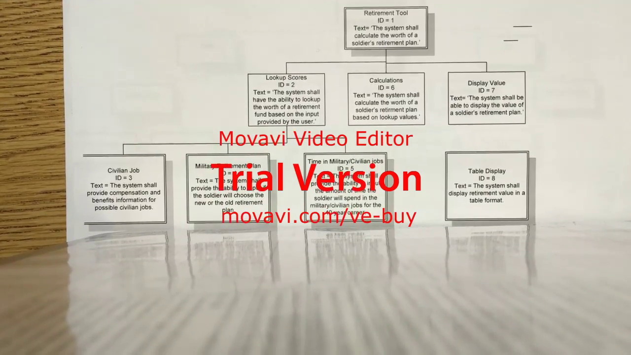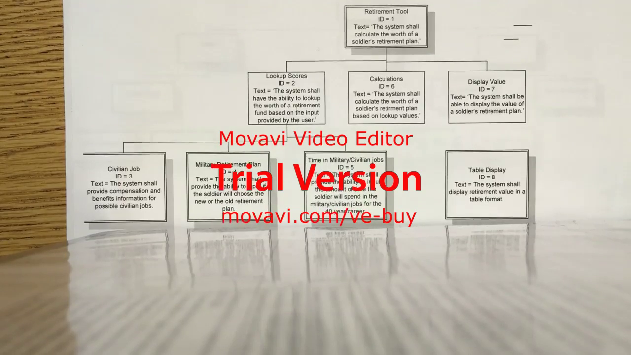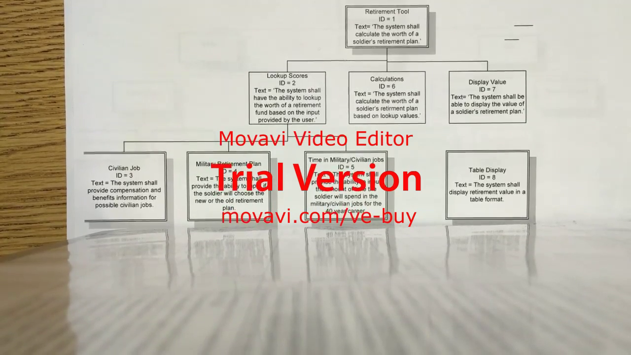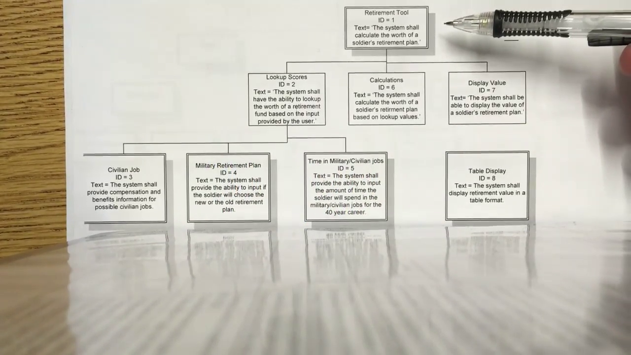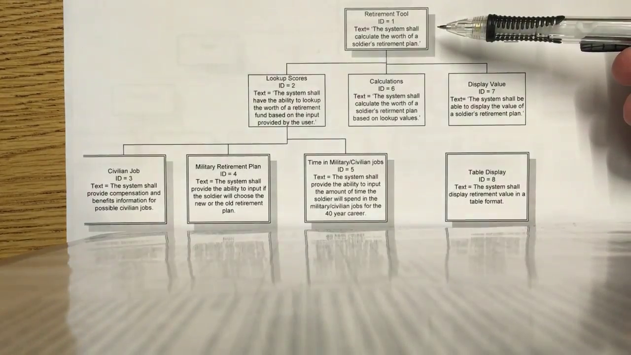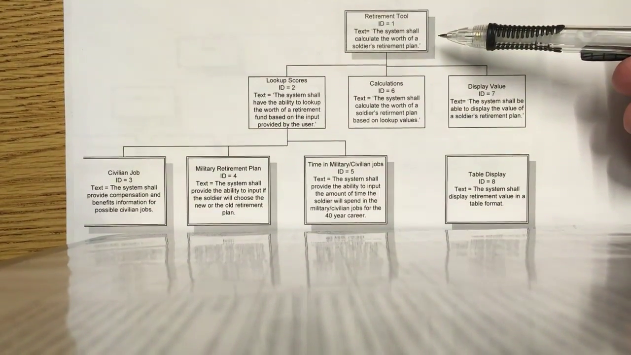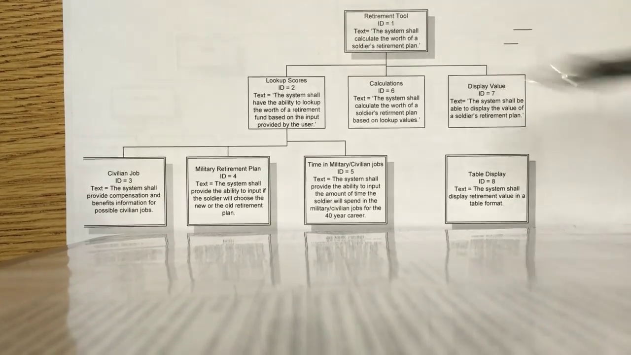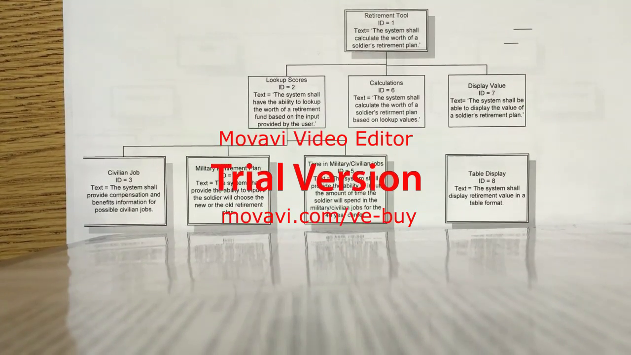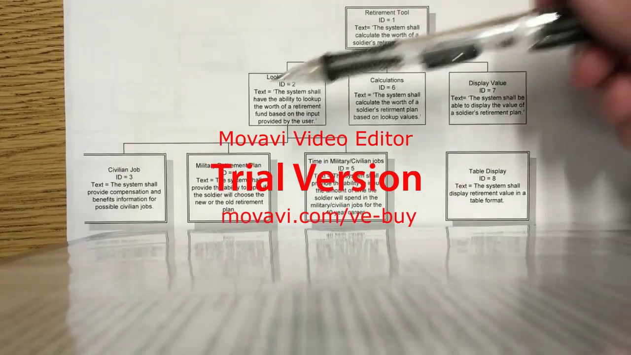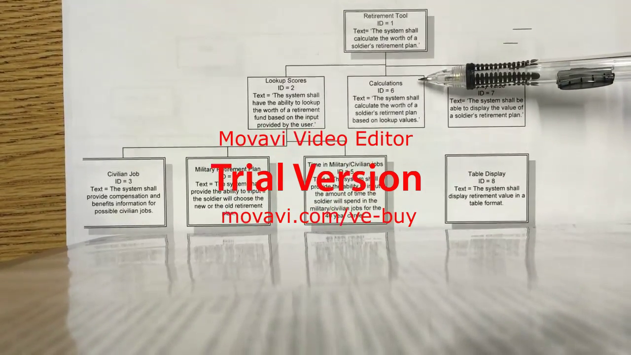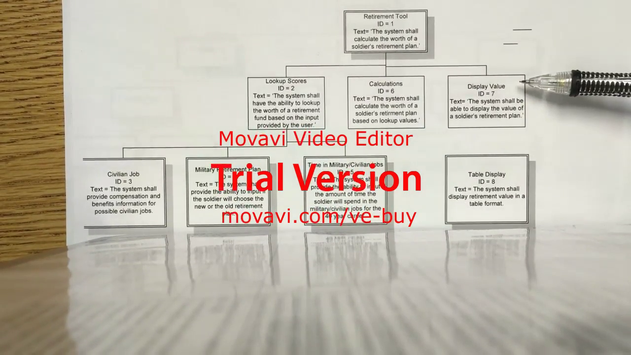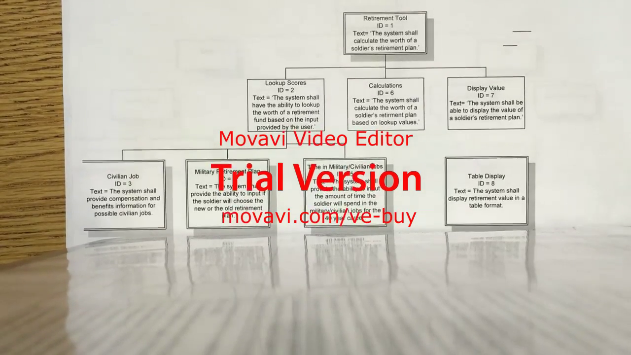This is our retirement tool requirement diagram. This chart is meant to indicate the desired functions on the Excel file that we will be forming this week. At the head of the chart is the overall desired function, which is for the system to act as a retirement tool by calculating the worth of a soldier's retirement plan. Underneath the main function are three main functions for the system, which is to look up scores, perform calculations, and to display the final results.